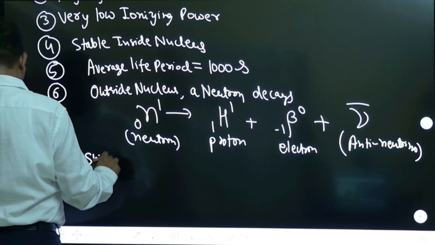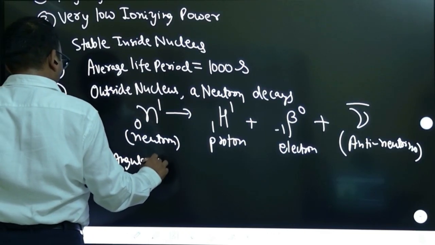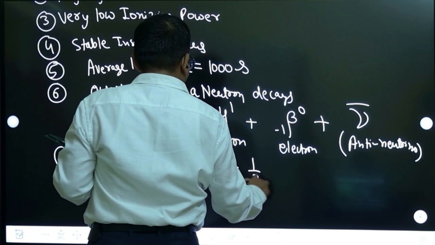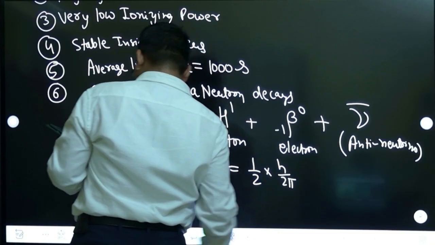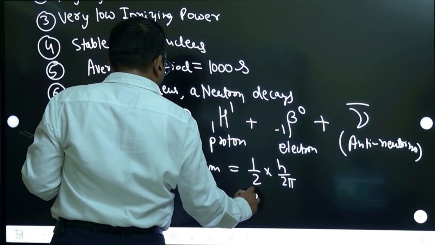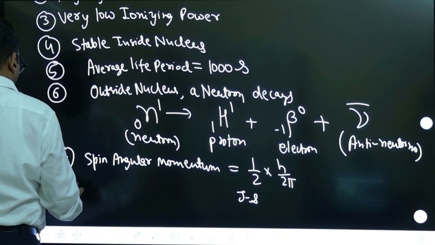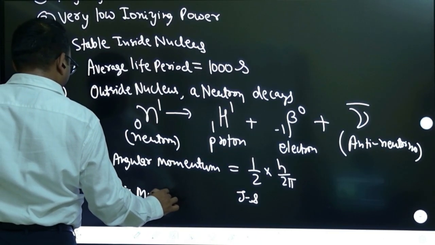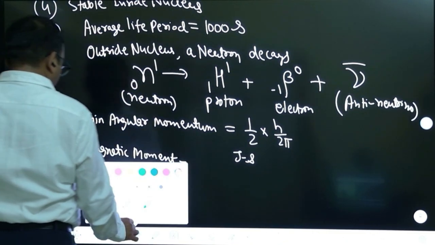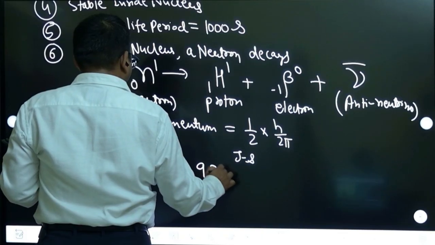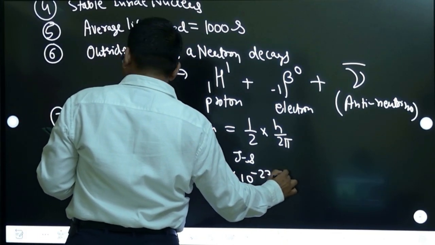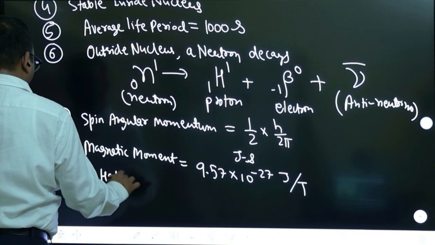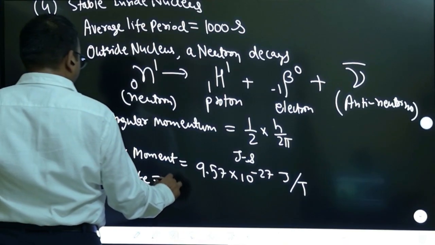The spin angular momentum is half h by 2 pi. It is in joule second. Magnetic moment is 9.57 into 10 to the power minus 27 joule per Tesla. Half life is nearly 12 minutes.